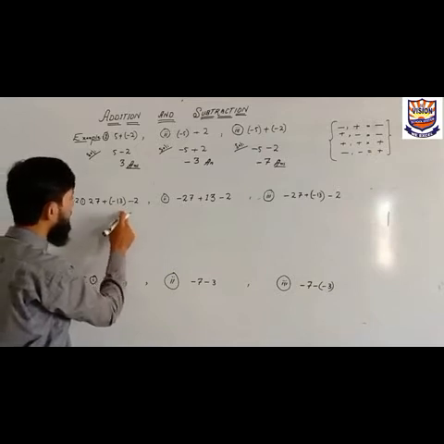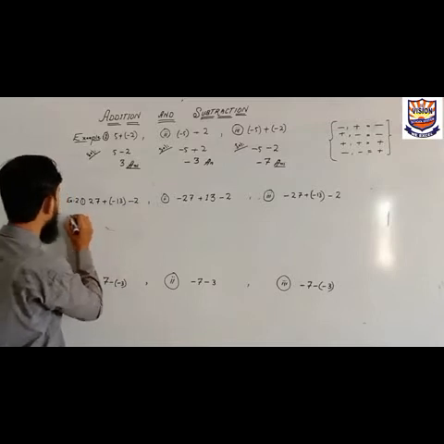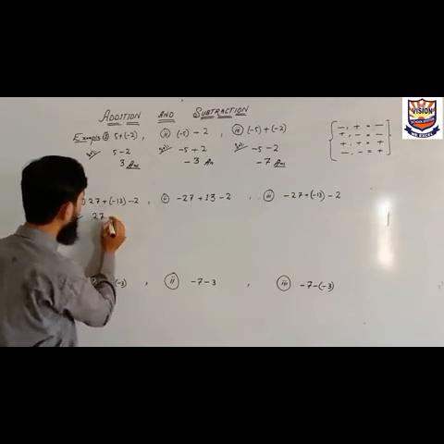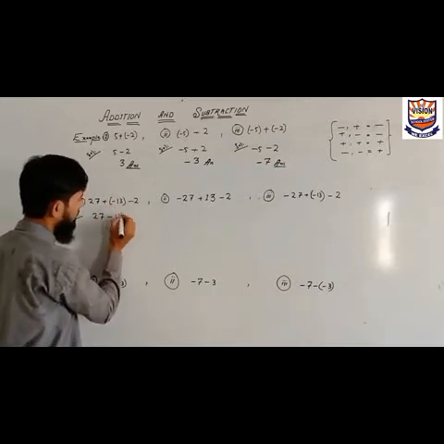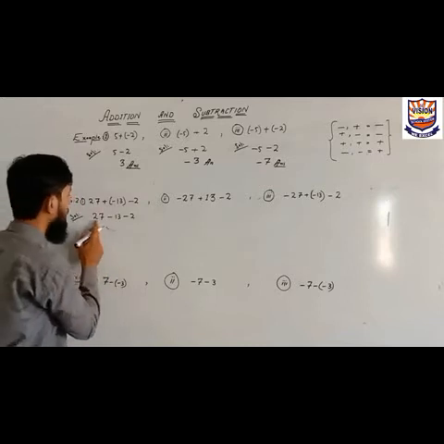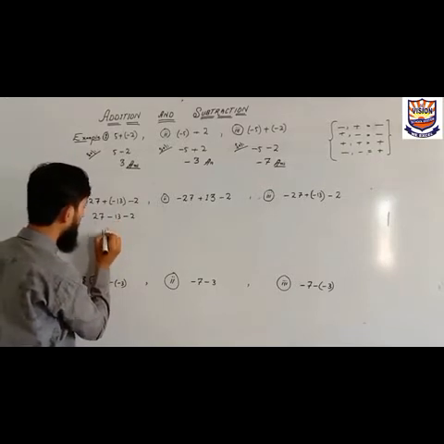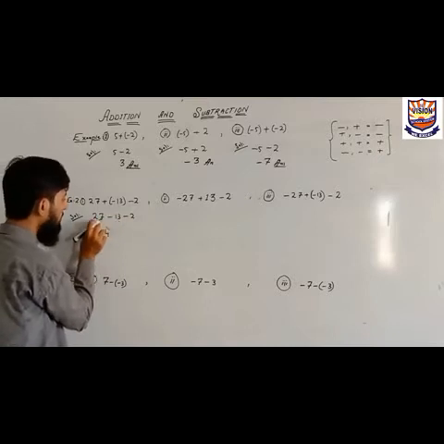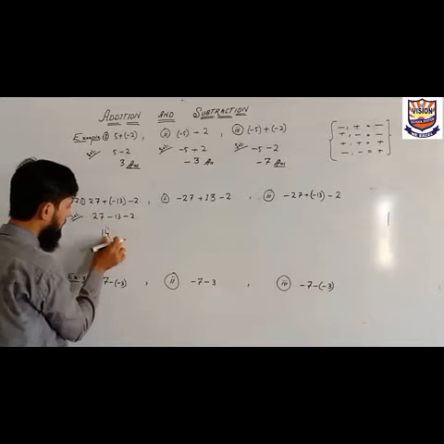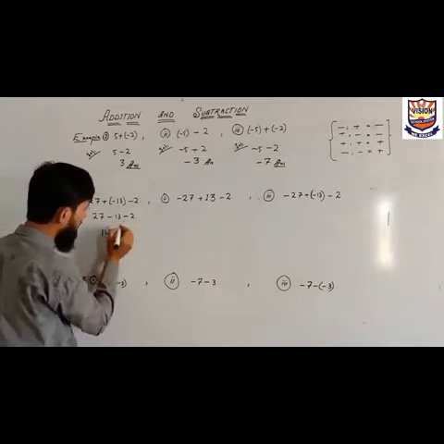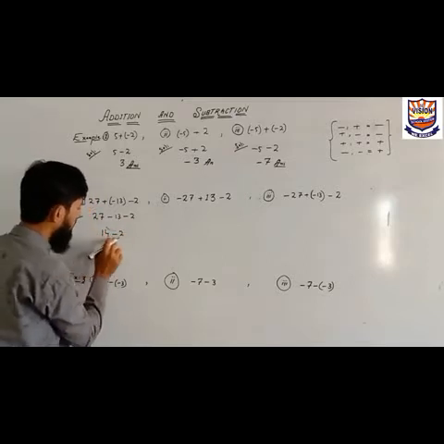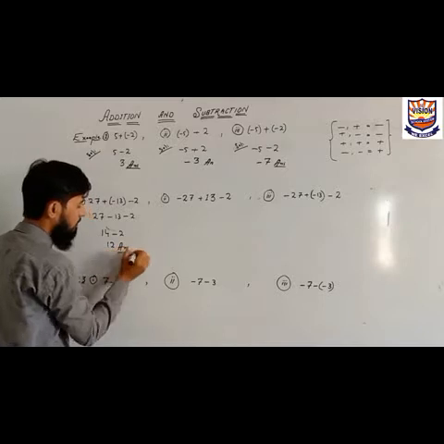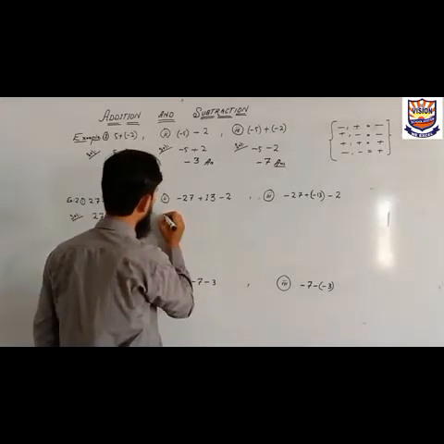Now in example 2: 27 plus minus 13 minus 2. So let's start. Plus minus is minus, so 27 minus 13 is 14. As the number with the positive sign is greater, our answer will be positive. Now write this minus 2. Now 14 minus 2 is 12. Again, the number with the positive sign is greater, so our answer is positive.